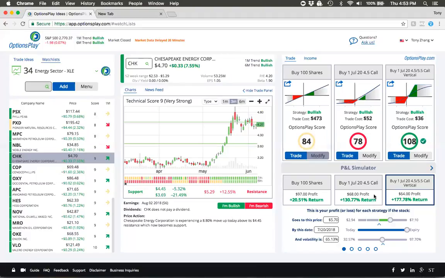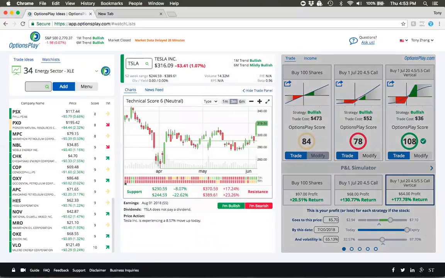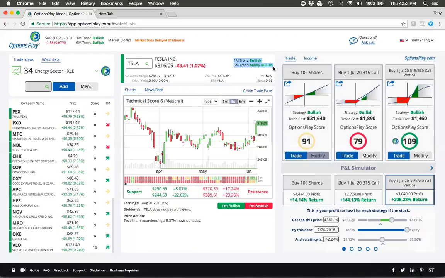Once you found a stock that you're comfortable with, or if, let's say, a friend of yours gives you a stock tip, or you hear on the news about a stock that you want to research, type it in and you can instantly use this tool to help you gauge a directional view, because you can see the technical score and you can see the 1 month and 6 month trend indicators. So you can instantly say, do I agree with this?